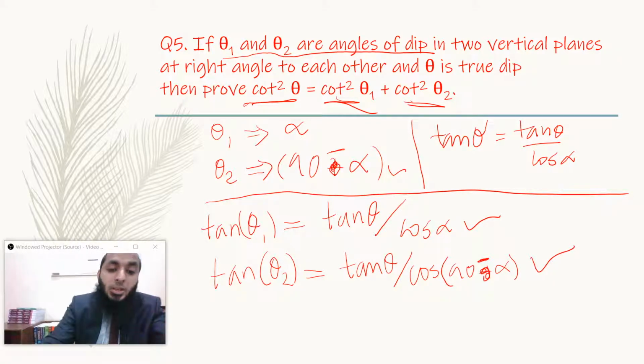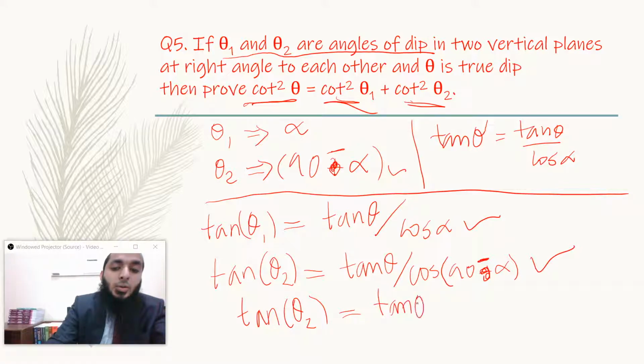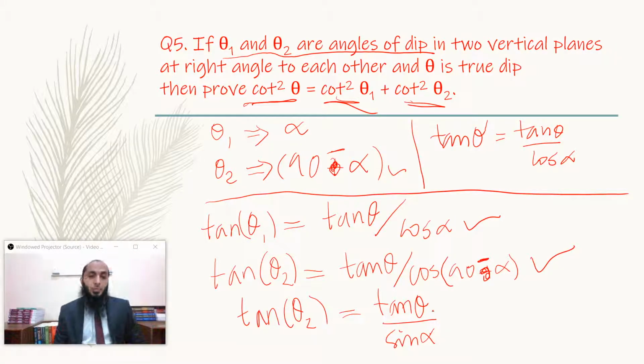So this cos 90 minus alpha can be written as, so this will be tan theta 2 is equal to tan theta divided by sin alpha. I hope it is clear. If we had taken cos 90 plus alpha, we would have got minus sin alpha, because in the second quadrant, cos is negative. All silver teacups, ASTC, whatever. So we have got tan theta 1 is equal to tan theta divided by cos alpha, and tan theta 2 is equal to tan theta divided by sin alpha.